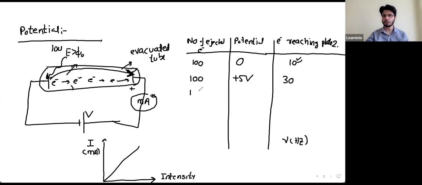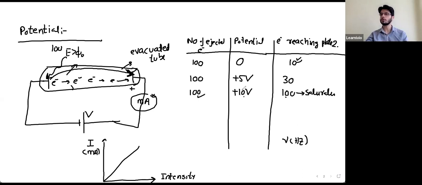If I increase the positive potential from +5 volt, if I make it 10 volt, then more electrons will reach here, and a time will come when all 100 electrons will reach. 100 electrons will eject and 100 will reach. So this corresponds to saturation. If I increase potential further, instead of +10, if I give +20, then again it will be 100, because the number of electrons which are ejecting is 100. This will not change due to this. So always 100 electrons are ejecting.